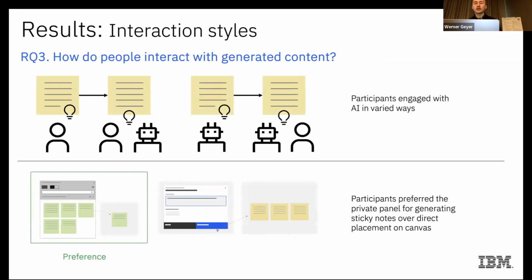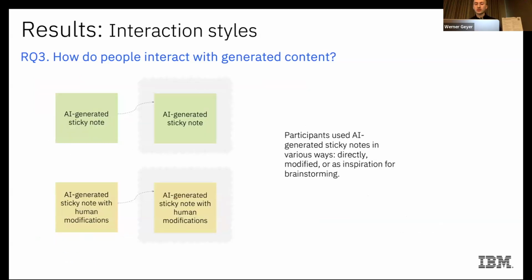About the interaction styles, how did people interact with the generated content? Participants engaged with the AI in different ways. Some participants initially explored their own ideas before inviting the AI to participate, and others started using the AI directly. The participants preferred to use the private panel to generate the sticky notes because they wanted to have control of what they want to share with the rest of the users.